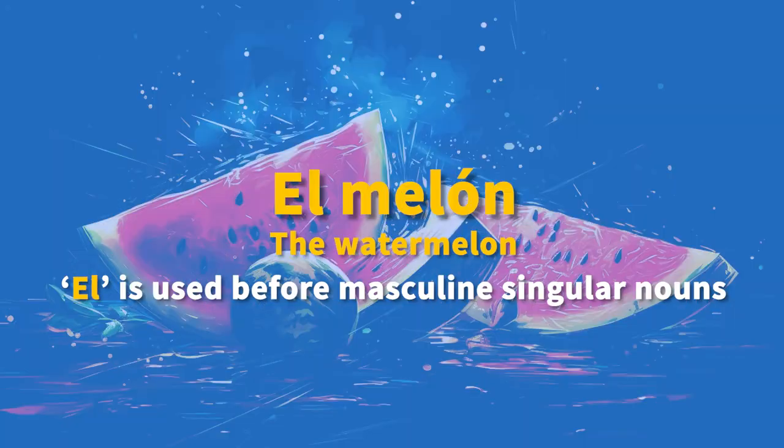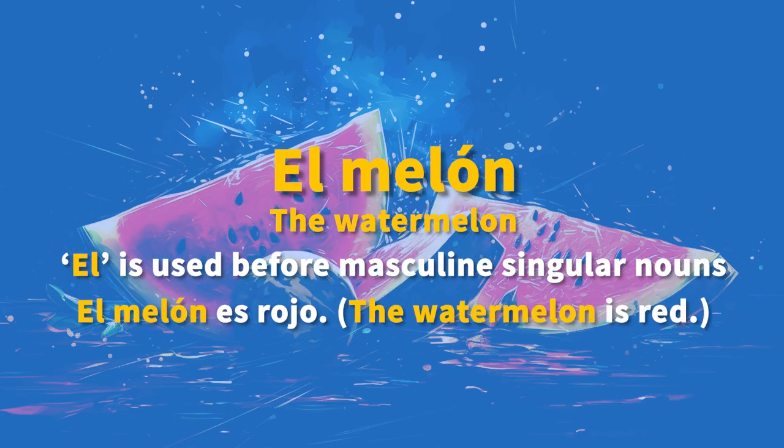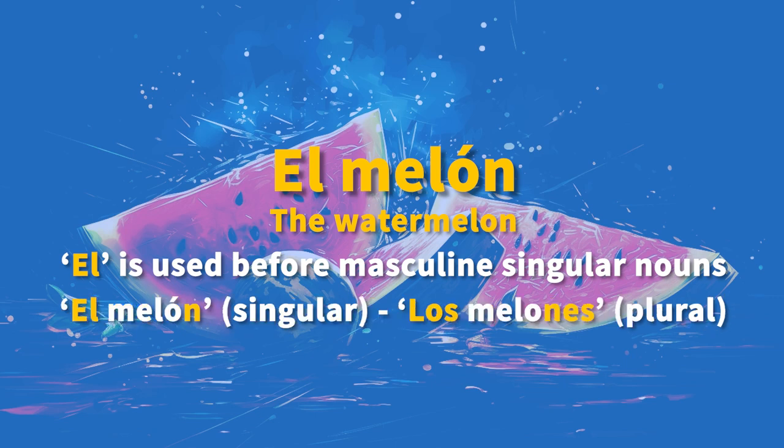El melón means the watermelon. El is used before masculine singular nouns, like el melón. An example of this is el melón es rojo. Usually, you just add an S to the masculine noun to make it plural. However, melón ends in a consonant, so you have to add ES. So the plural of melón is melones, and the definite article el turns into the plural los. So, el melón turns into the plural los melones, the watermelons.